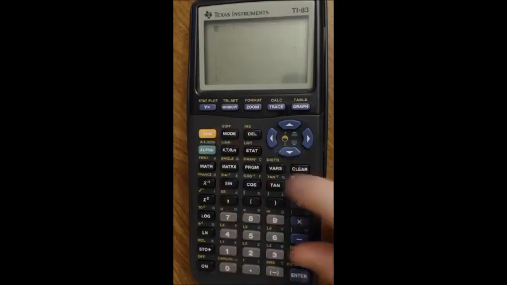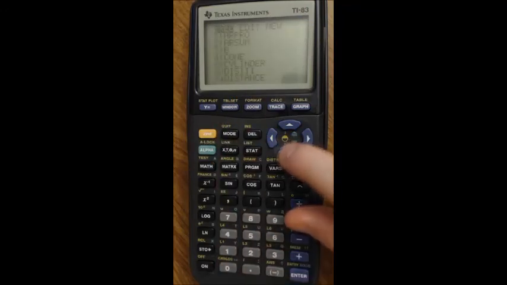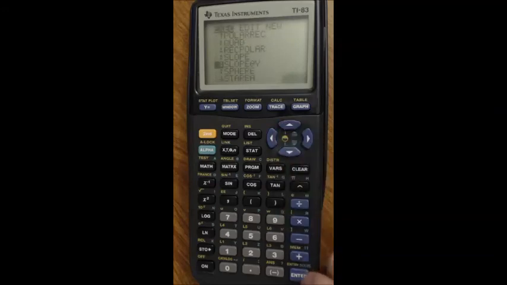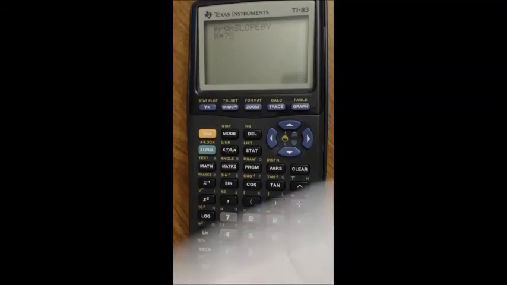Go to second quit, go to program, go down to your slope and y-intercept equation. There you go, press enter, and it's going to prompt us for 2 points. So let's say we had a problem like this where they give us 2 points. Let's say they give us 1, 2, and 7, 10. Then we should have a slope of 4/3 and a y-intercept of 2/3.